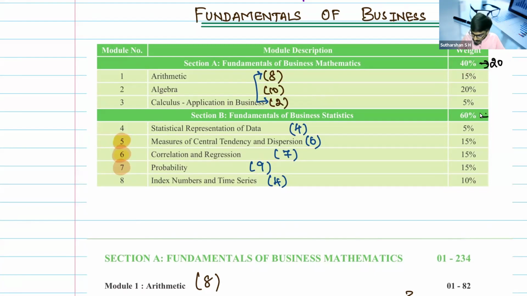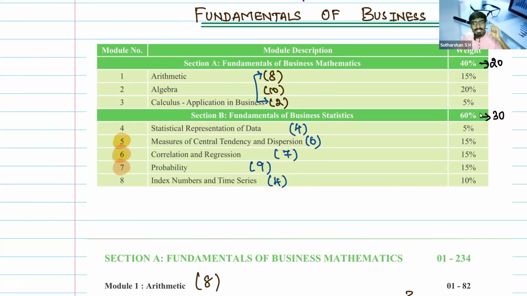And for business math statistics, they need to ask 30 questions. Will they ask the exact numbers? Yes, they have asked the exact numbers. Arithmetic comprises different chapters, but in arithmetic, module number 1, they have tested 8 questions. For algebra, they have tested 10 questions. In calculus, they have tested only 2 questions.